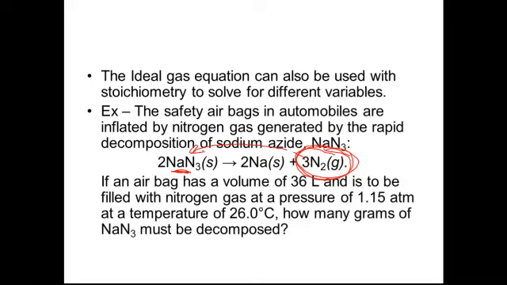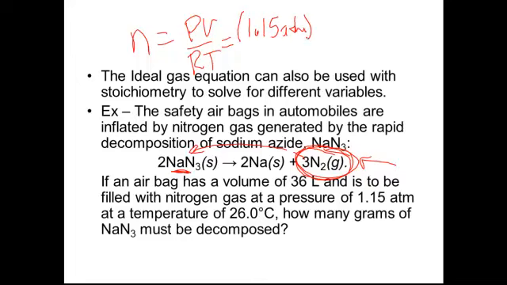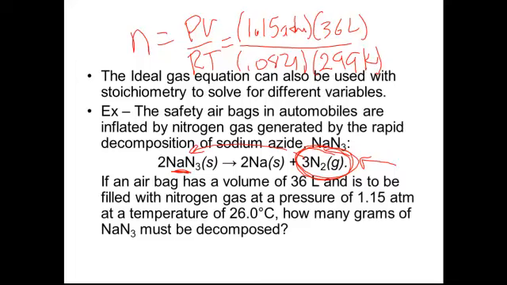The first thing we're going to have to do is figure out our moles of nitrogen. To do stoichiometry, you have to have moles. So we're going to go n equals PV over RT. The pressure, 1.15 atmospheres. The volume, 36 liters. R, 0.0821. And the temperature, 273 plus 26, is 299 Kelvin.